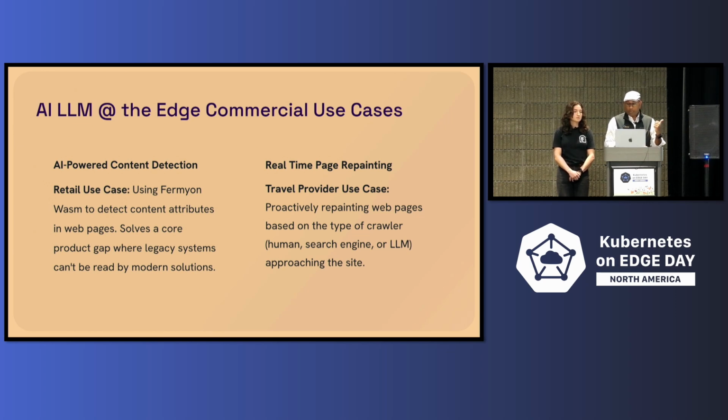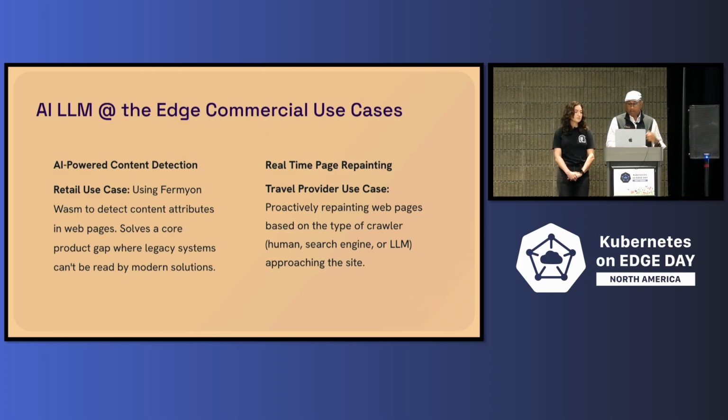In that first example, retail sites often rely on legacy CMS systems where modern AI tools can't parse or classify content. By running a Fermyon Wasm function at the edge, we can scan and tag page content in real time. Sometimes we also use this for detecting product attributes, color, or sentiment. This means smarter recommendations, faster merchandising, and better search indexing without rewriting the code that's underneath.